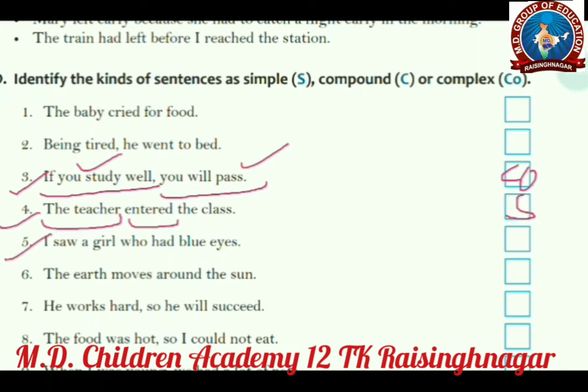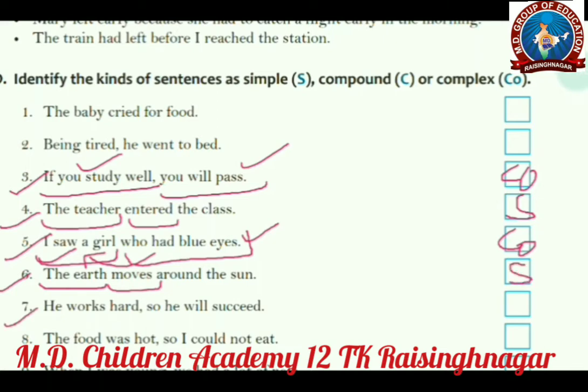Fifth one is I saw a girl who had blue eyes. Here there are two clauses. I saw a girl, it's a complete clause, and who had blue eyes, it's not making its complete sense as it needs the other part to complete its sense. So it's a complex sentence. Sixth one is the earth moves around the sun. Here subject is the earth, verb is moves, and it's a single clause and making a complete sense. So it's again a simple sentence.